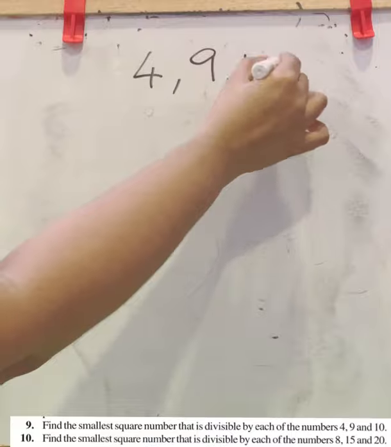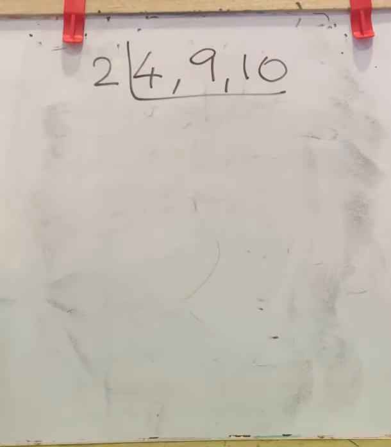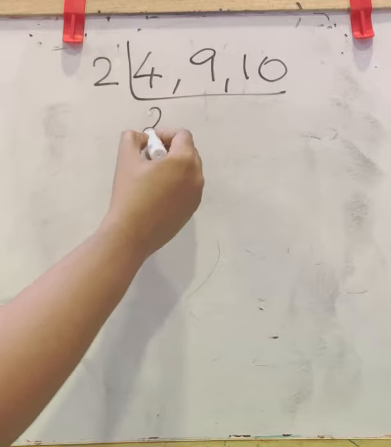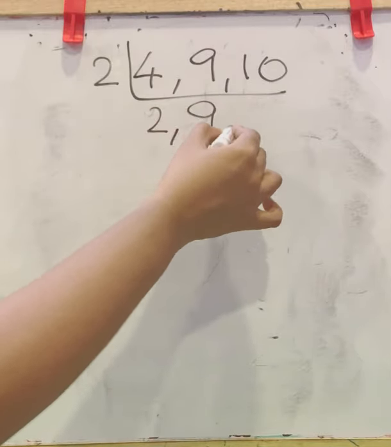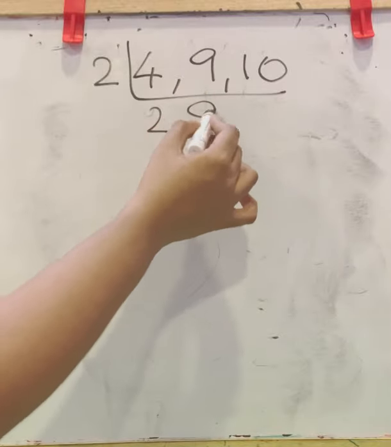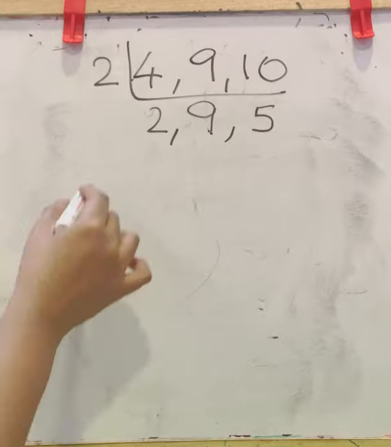4, 9 and 10. How will you find the LCM? In factorization again with prime numbers. 2 2s are 4. In 9 you can't divide it by 2, so carry down this 9. This is another number, carry it down. 5 2s are 10. These are the three numbers in the question.